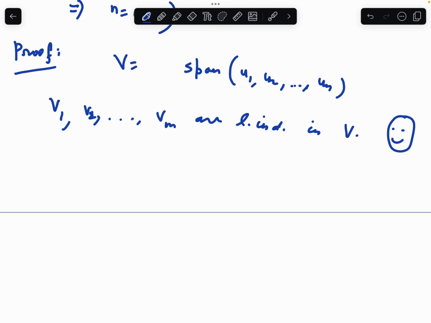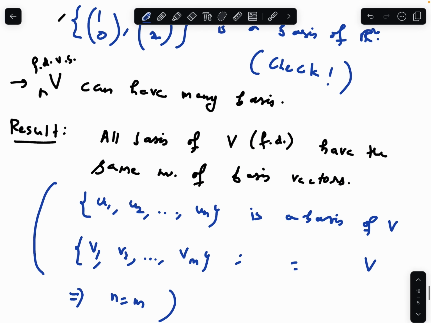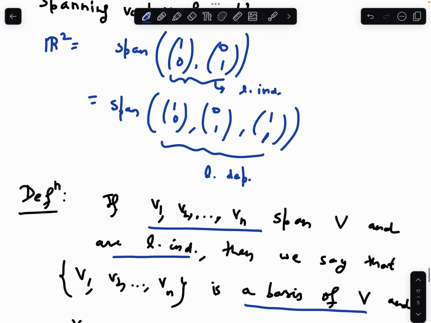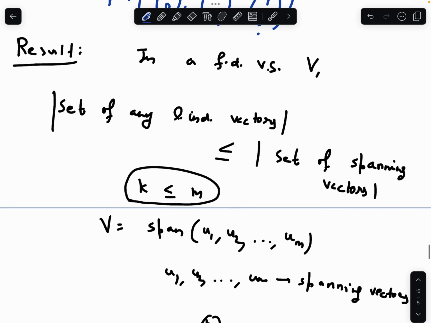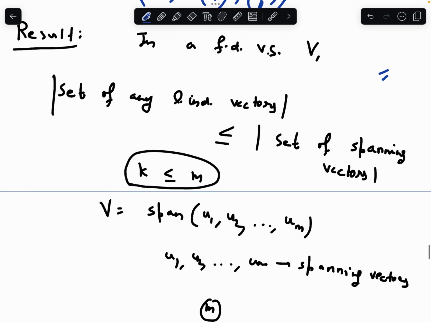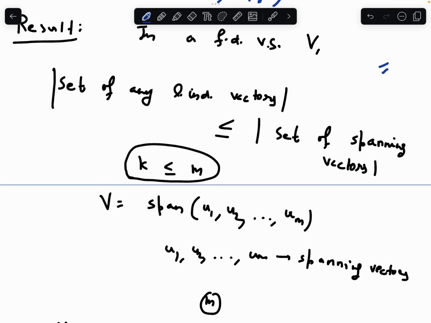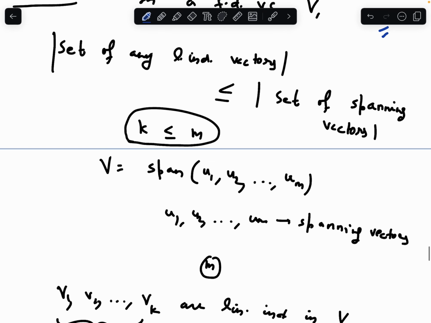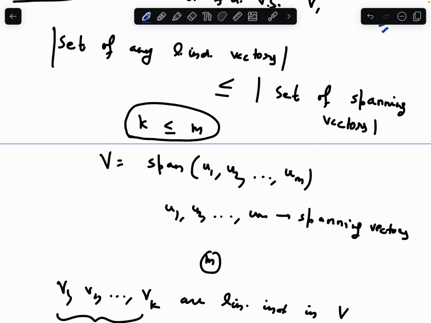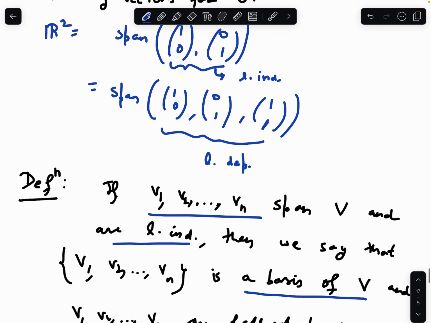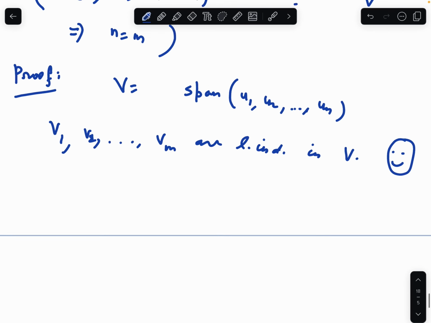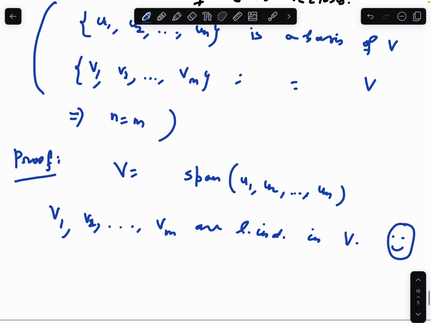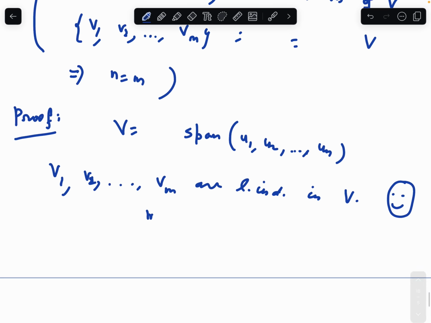So since this is linearly independent in V, we can use the result that we discussed earlier, that the number of linearly independent vectors is less than or equal to the number of spanning vectors. You remember that? Let's go back. Look at this result. The length of any set of linearly independent vectors is less than or equal to the length of a set of spanning vectors, right? So we can say that here, these are m vectors, so m is less than or equal to n. This is our equation 1.